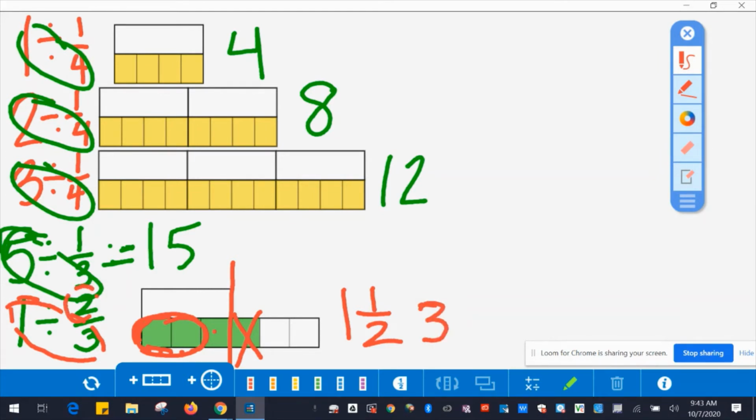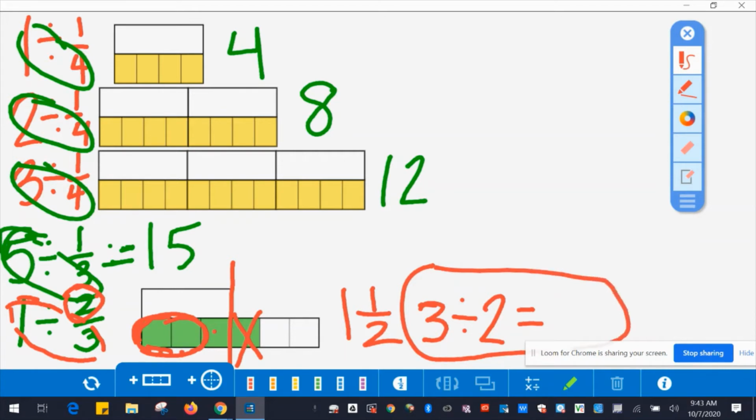But then we have this 2. I want them to be broken up into 2 pieces. So I'm going to divide that by 2. What is 3 divided by 2? 1 and 1/2.